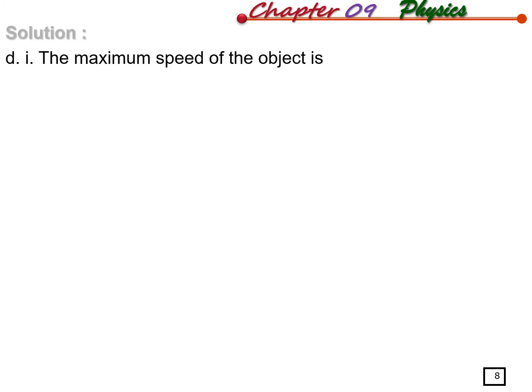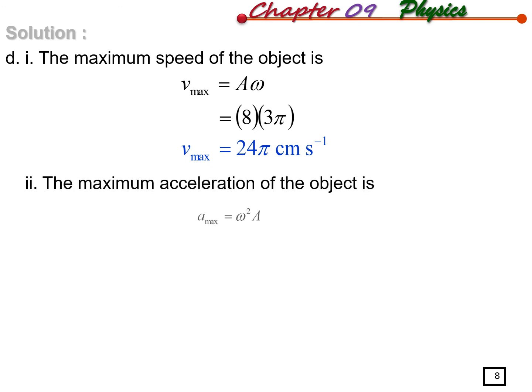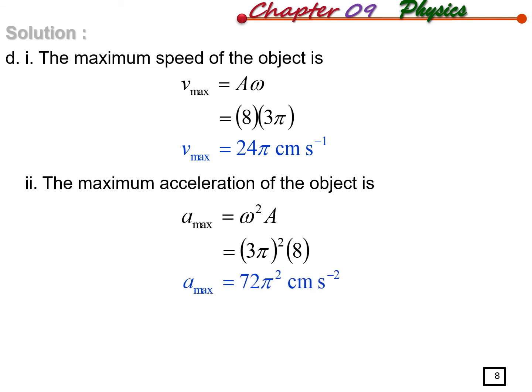Okay, so for the maximum speed we can utilize the equation for Vmax, which will be equivalent to A omega. So just replace in the values of A and omega, which will end up with 24 pi centimeter per second. And then for maximum acceleration, we will use the equation for A max, which will be omega square times A, which will end up with 3 pi square times 8, which will end up with 72 pi square centimeter per second square.